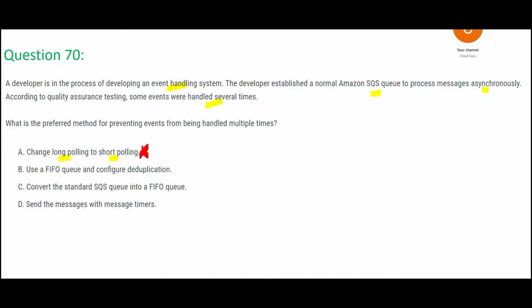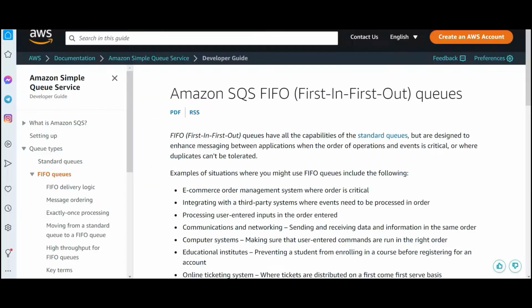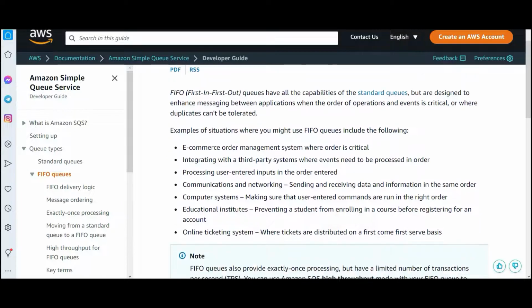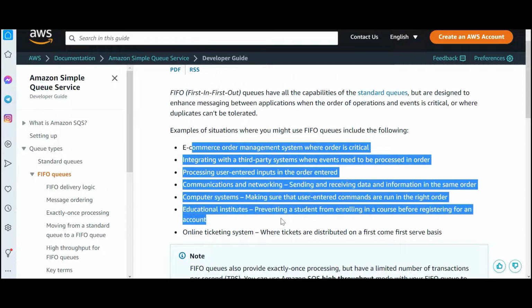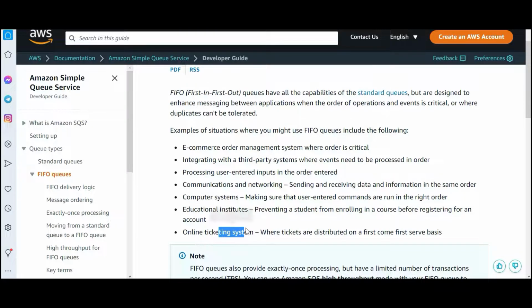So let us look at option B. This says you make use of FIFO. What it does is it's first in and first out. And where should you use it? These are the scenarios, like an online ticketing system, where people who book the tickets first should get the tickets first. First come, first serve. Or, for example, e-commerce order management, where the order is critical, it has to flow in that queue. People who ordered first should get the product first.